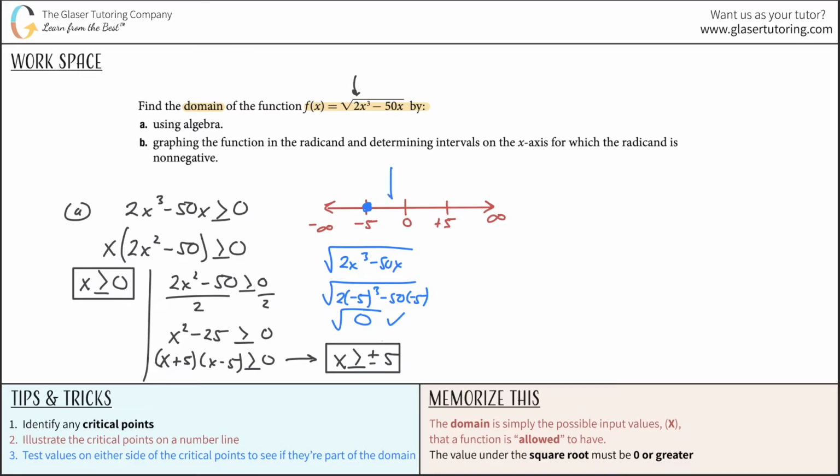Now we have to test a number between -5 and 0. Why don't we make our life easy here? Let's test -1. If I plug -1 into my equation, we get radical 2 times -1 cubed minus 50 times -1. This simplifies to -2 plus, because that was a minus, plus 50. That's going to be positive 48. So we are good. This interval in here is good.